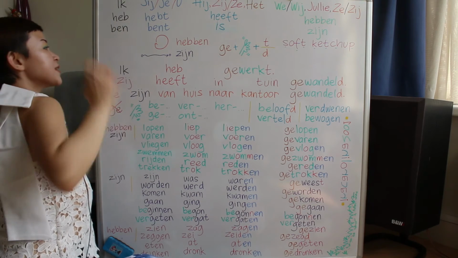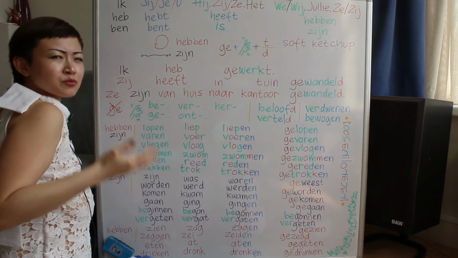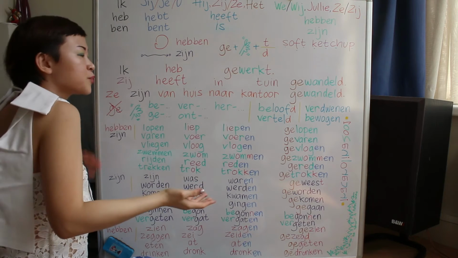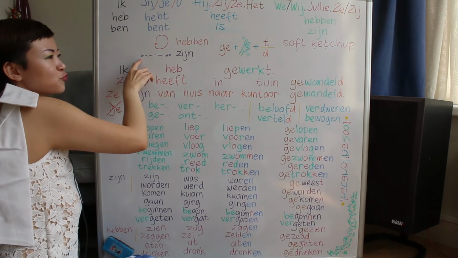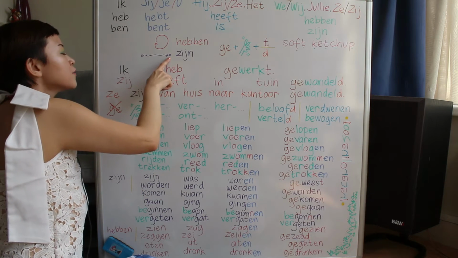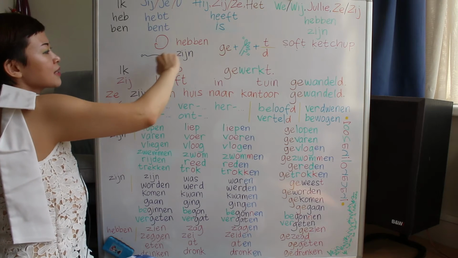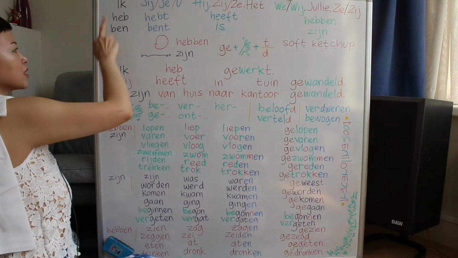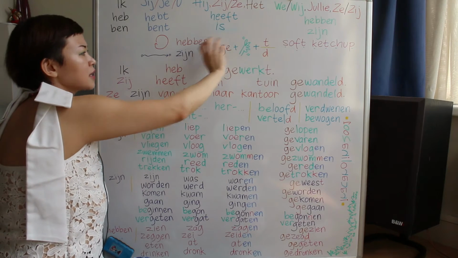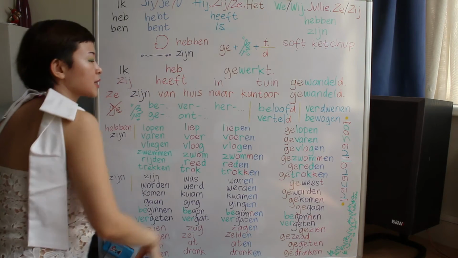And if in that situation there's movement, let's say from one point to the other point, or there's change from one to the other, we put zijn, or we put bent, is, and then the ge, in the same order.